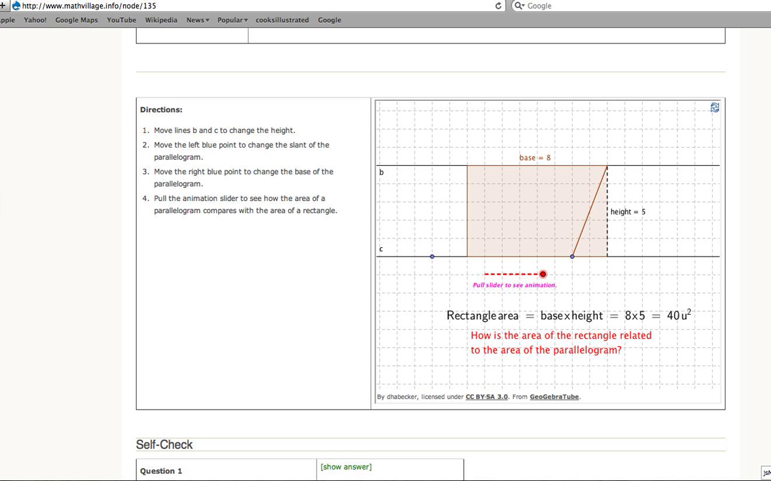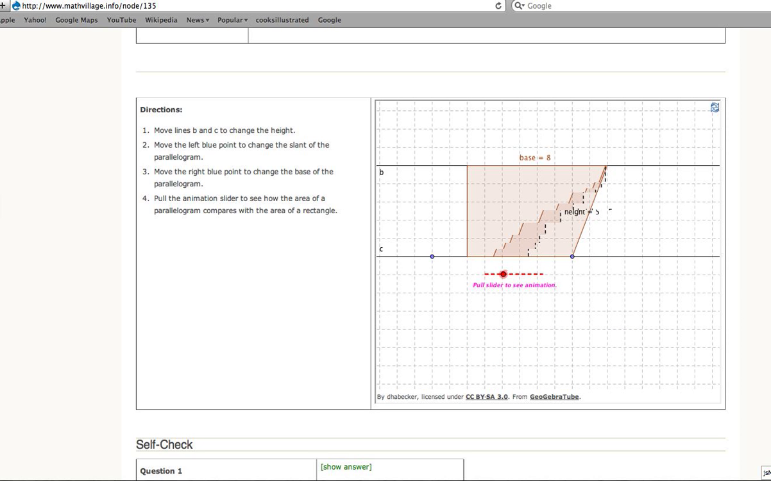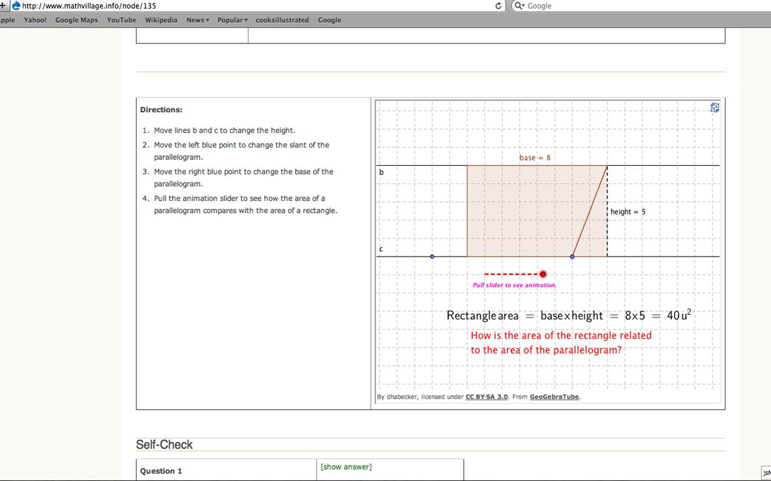Like we talked about in class, the area of a rectangle is its base times its height, or in this case 8 times 5 is 40 square units. And if you were to count all these little squares in here, there's 5 times 8 squares, there's 40 squares inside that figure. So it makes sense that if all I'm doing is moving this triangle to the other side, there's 40 square units in this figure as well.